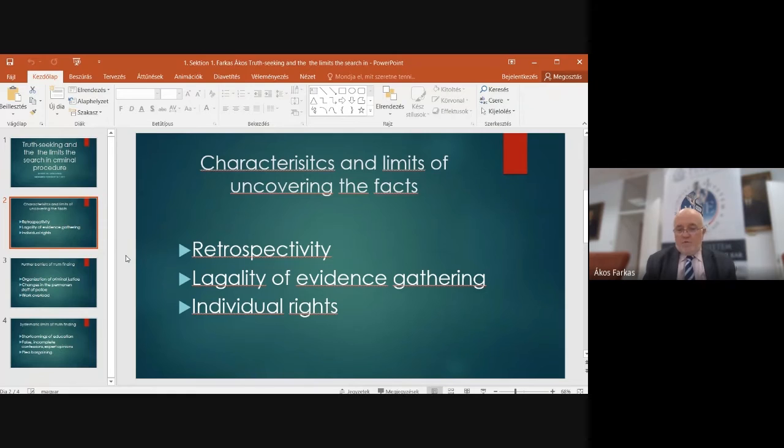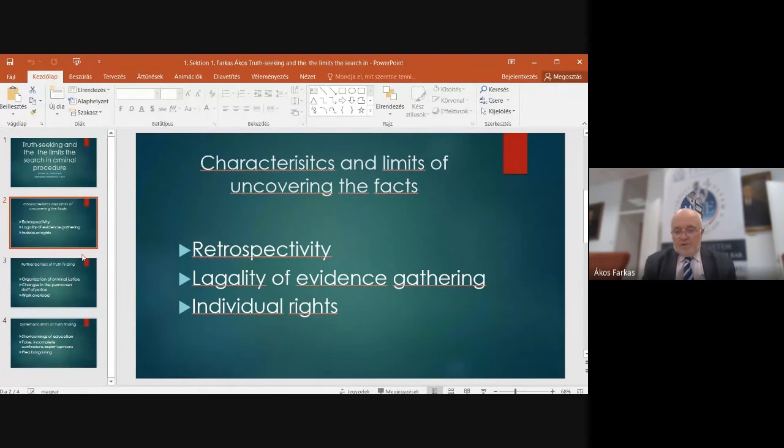The general view is that the searching for truth is retrospective. It means that the criminal authorities try to investigate the evolution of a criminal event that is complete. The methodology of such an investigation is to set up versions. In this context, it means that there is no unambiguous evidence to answer the question of who and why.